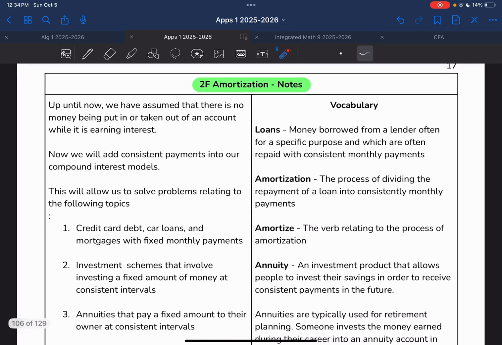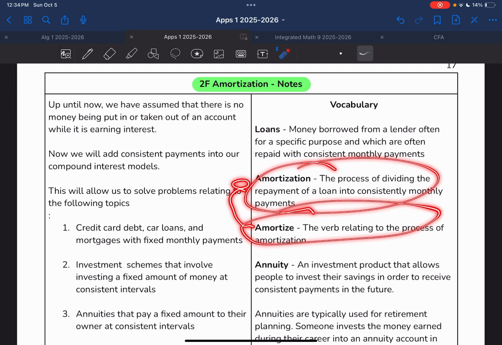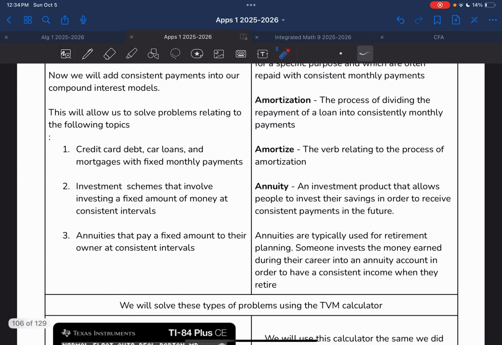So some vocab, we're talking about loans, right? If you're borrowing to buy a car, you're borrowing to buy a house, then you need to pay off the loan. Amortization, the process of dividing the repayment of the loan into consistent monthly payments. To amortize means we're doing the process of amortization, right? Taking that whole loan amount and breaking it up into consistent monthly payments.